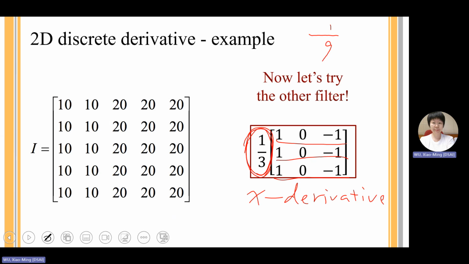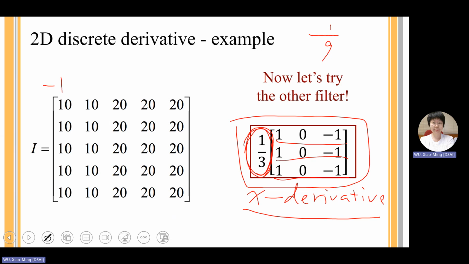Okay, now if we apply the X derivative filter, the output will still be 3 by 3. What will be the output? Now, don't forget that we need to do flipping, right? We need to do flipping. So after flipping, -1 goes to here and 1 goes to here.